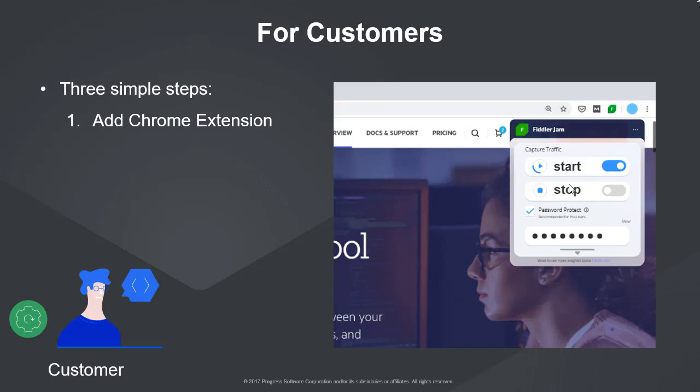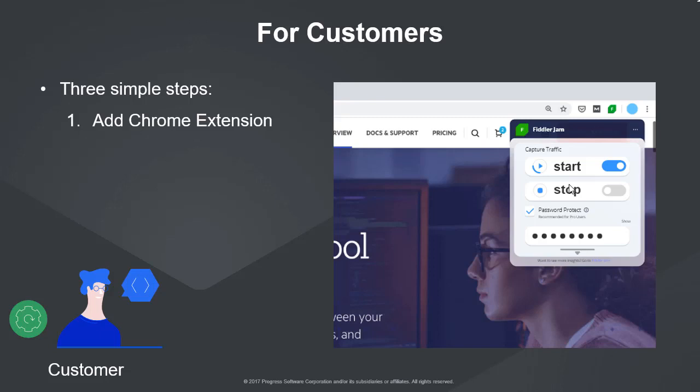This solution aims to make the whole process of capturing logs super simple for the customer. Customers no longer have to download and install another app. They can simply add the Fiddler Jam Chrome extension to the browser, and they don't have to trust any root certificate, because Fiddler Jam can directly tap into the Chrome debug infrastructure to capture any requests. It works in three simple steps.